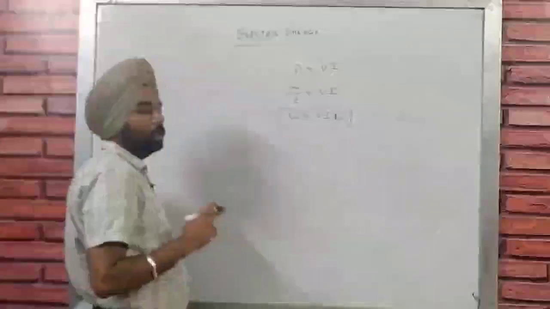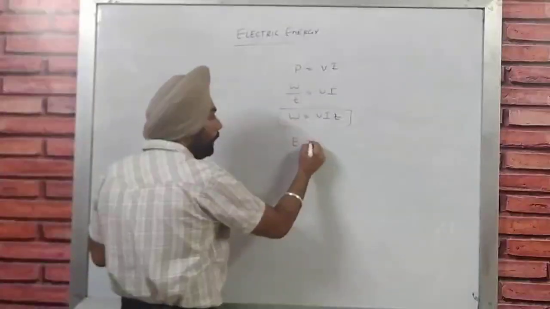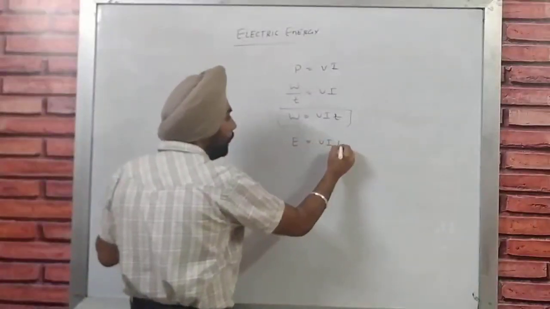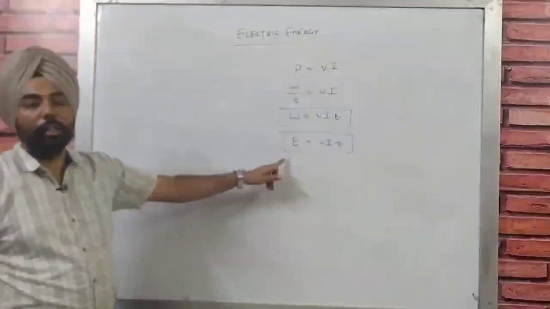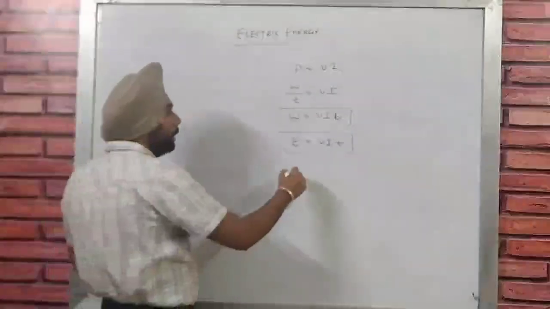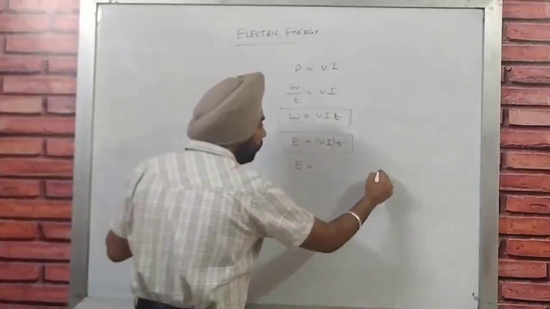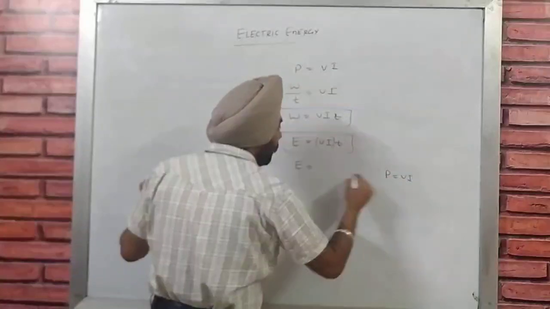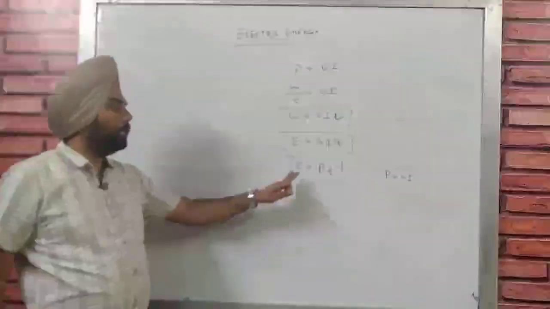Now, that work is stored as energy. So we can use E here. That is V I into T. So that is going to be the formula for electric energy, and you can also modify that. That is E is equal to V into I, and we all know power is going to be VI. So P into T. So that formula can also be used for electric energy.